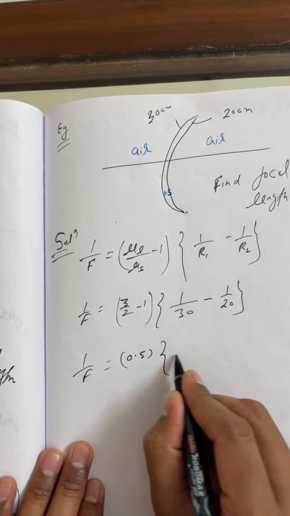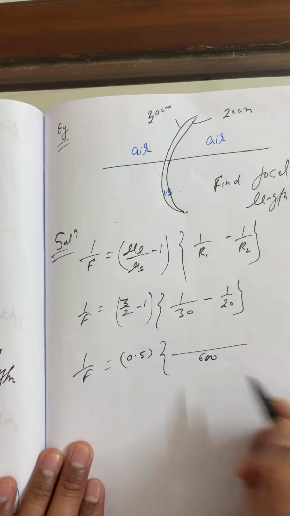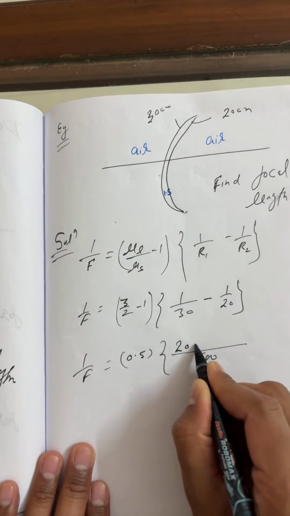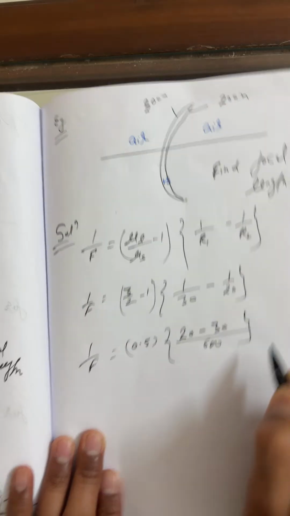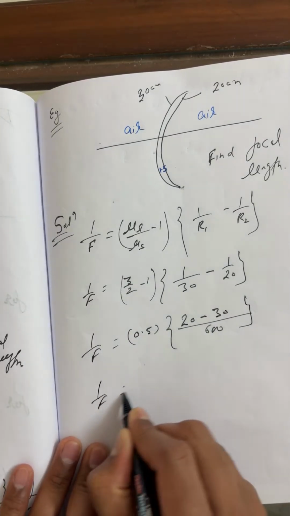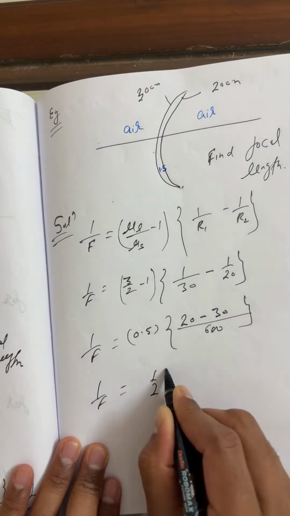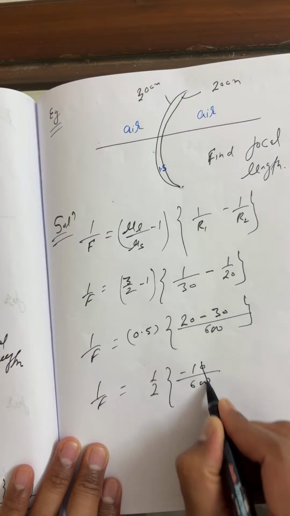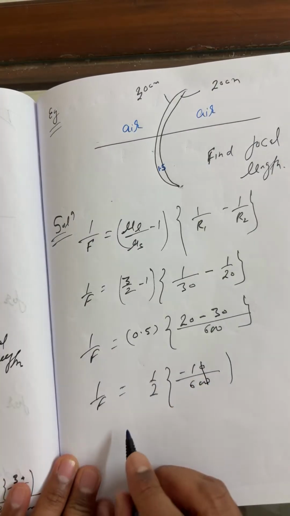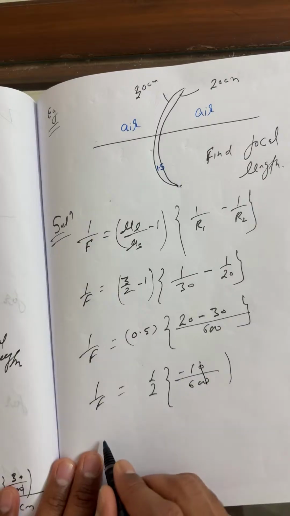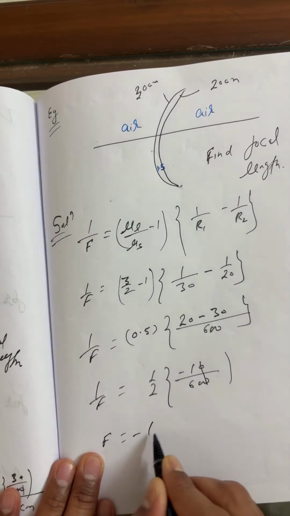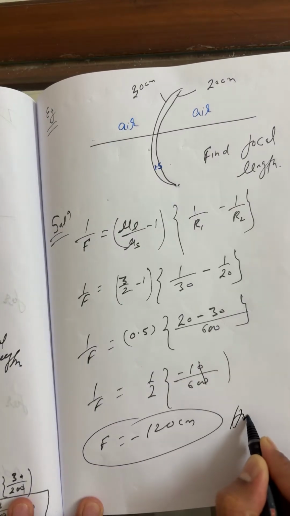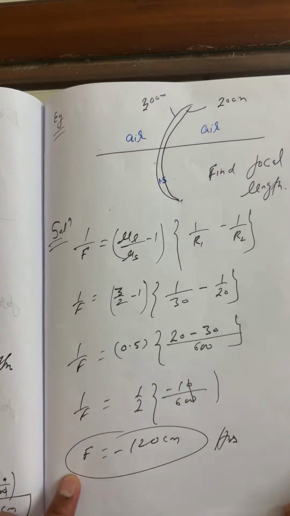0.5, my dear, and you can take LCM 600. So this is 20 minus 30. So we can write 1 upon f is equal to 1 by 2 minus 10 upon 600. So cancel beta. So what you can see here? f is equal to minus 120 centimeter. So this is the answer beta for this question.